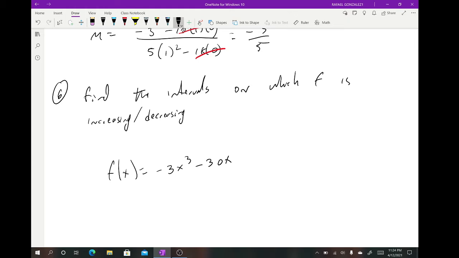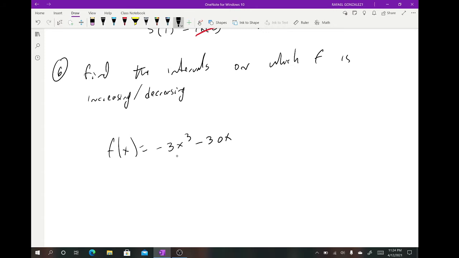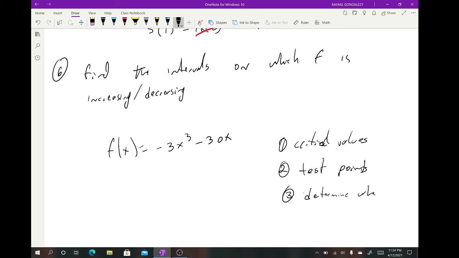Okay, we haven't drawn this function. I'm not going to draw it. We're going to find this analytically. Well, to find where this function is increasing or decreasing, we have to do a couple of things. Number one, we have to find critical values. Number two, we have to find test points. Number three, we have to determine where the function is increasing or decreasing, which interval.